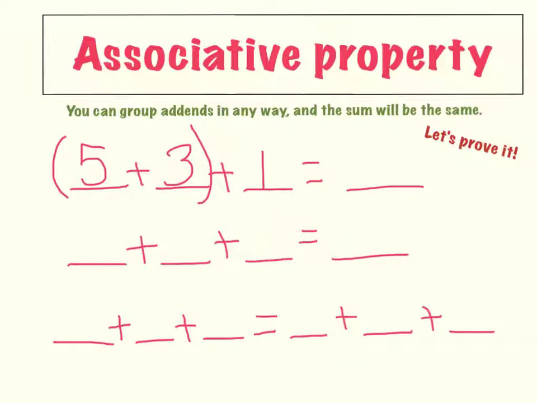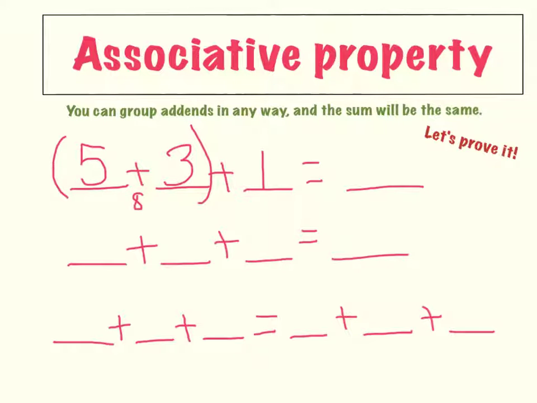These parentheses are telling me that I need to add the 5 and the 3 first. They're showing me which two I have to add first. That's my group that I'm going to add first. So 5 plus 3, I'm going to make a little note down here how much that is. 5 plus 3 is 8.